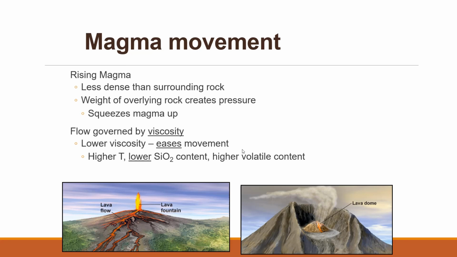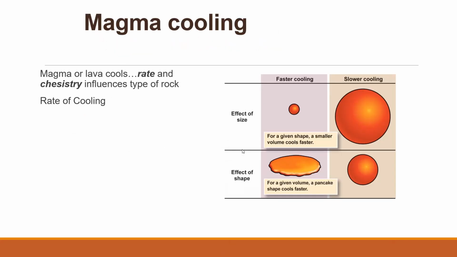Silica is very sticky, so the more silica you have, the stickier it is, the less it will want to flow. The less silica you have, the easier it flows. And then volatiles tend to make things flow easier. You've broken up a lot of those bonds.